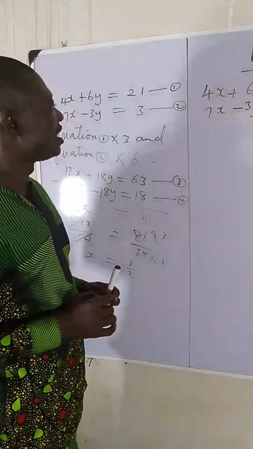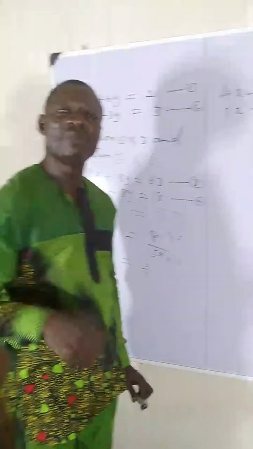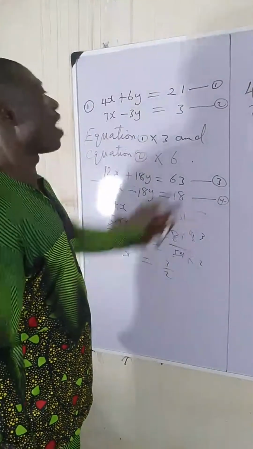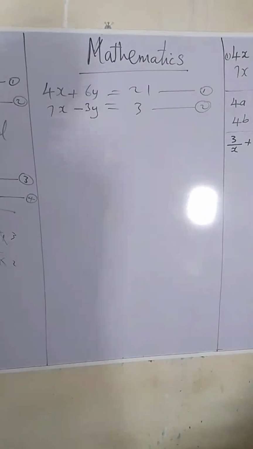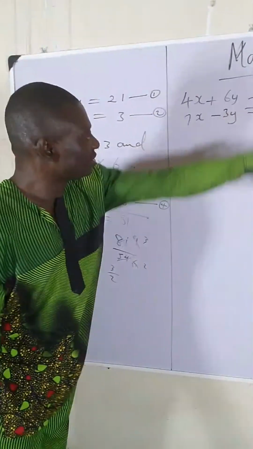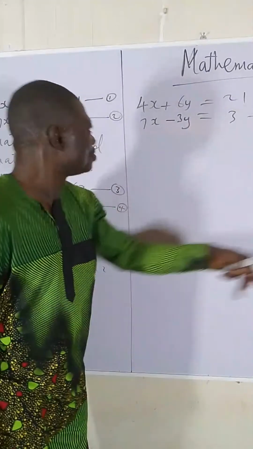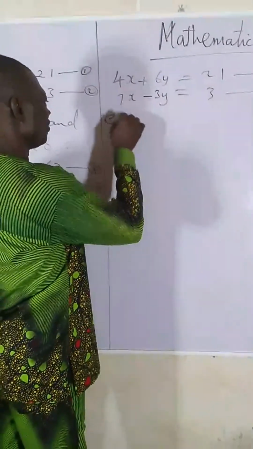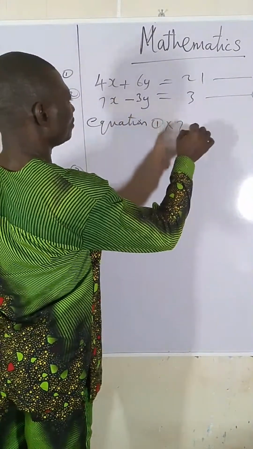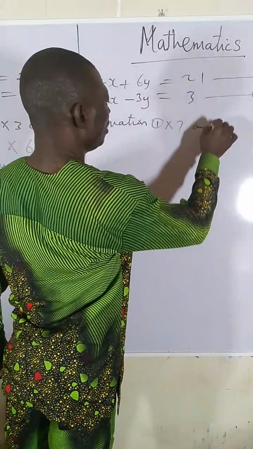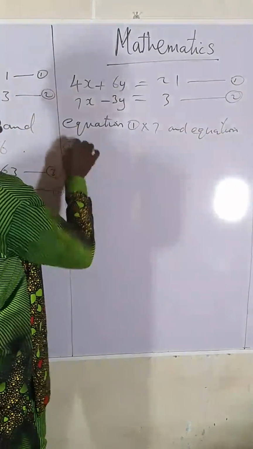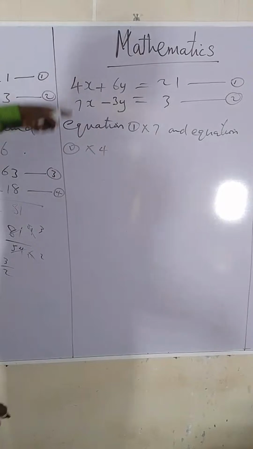By the time we do this, remember what we want to do is to use complete elimination in both of them. Now we have eliminated y to solve x. We are going to eliminate x now to solve y. To be able to do that, remember we follow the coefficients: equation 1 times 7 and equation 2 times 4. So that we have the same coefficient here.